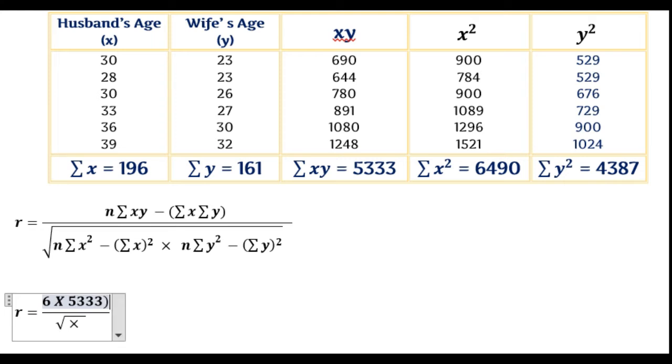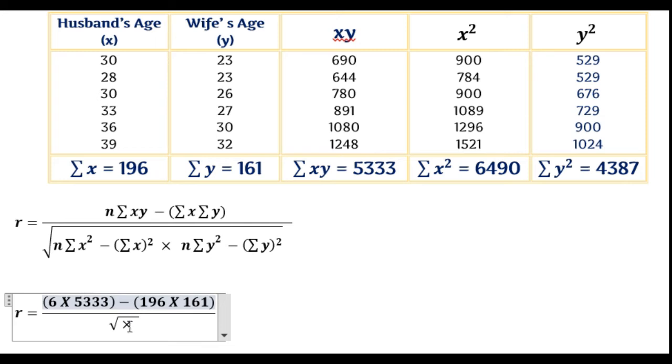So you need to first find the product of this, and then deduct from it sigma x, which is 196, into sigma y, which is 161. Okay, 161. Okay, this is your numerator.